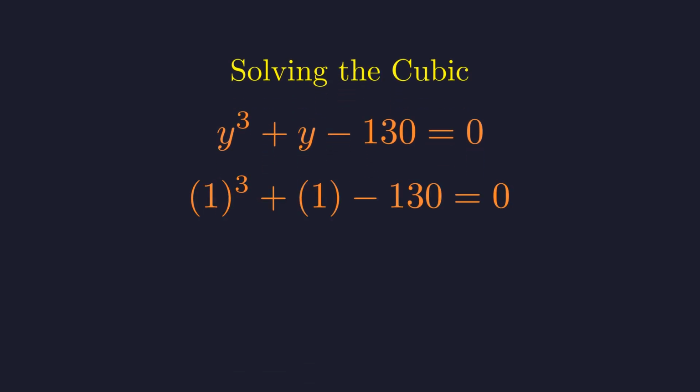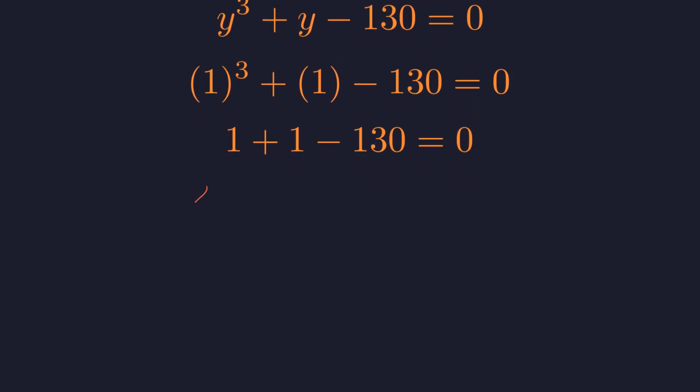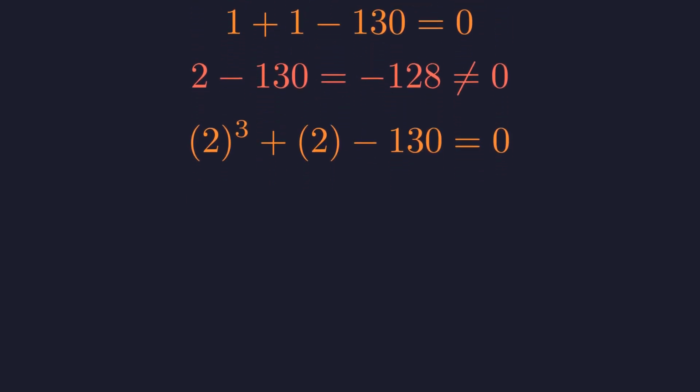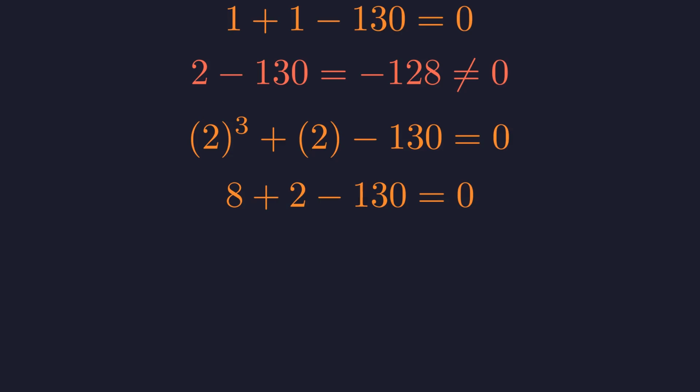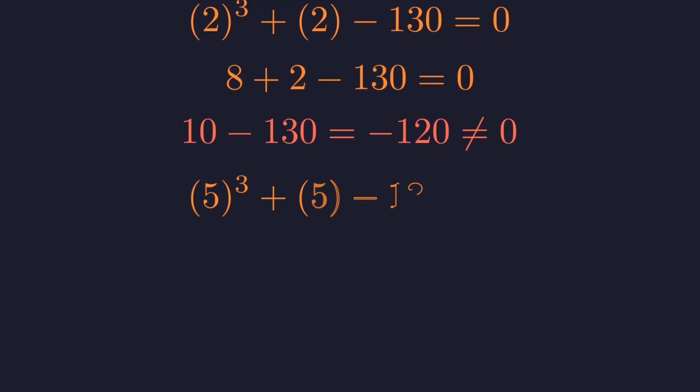Testing y equals 1. 1 cubed is 1, plus 1 gives us 2. 2 minus 130 equals negative 128, which is not 0. So y equals 1 is not a root. Let's try y equals 2. 2 cubed is 8, plus 2 gives us 10. 10 minus 130 equals negative 120, still not 0. y equals 2 is also not a root. Now let's try y equals 5.